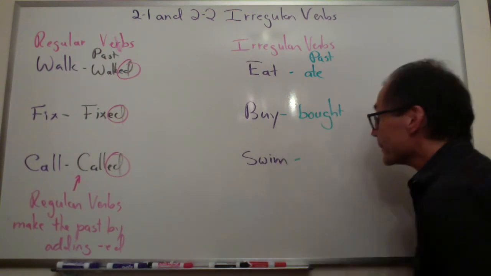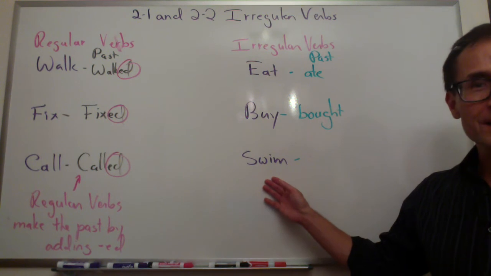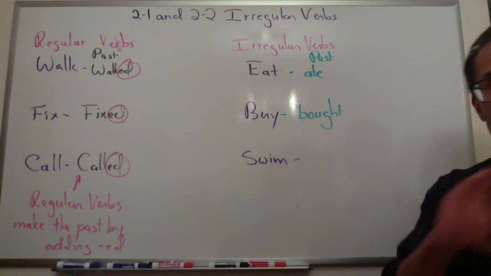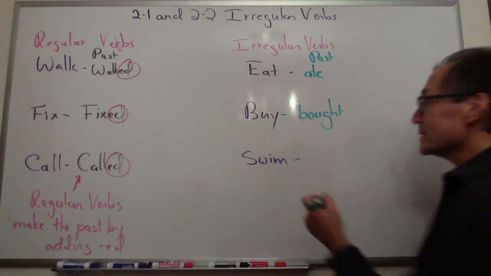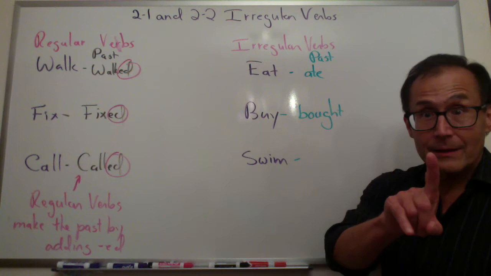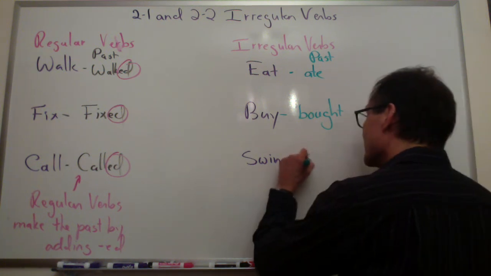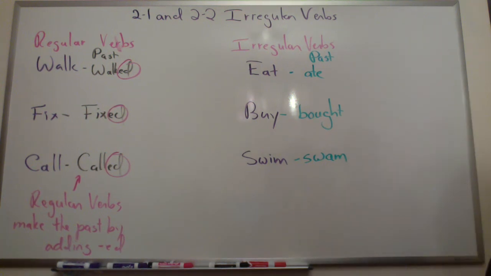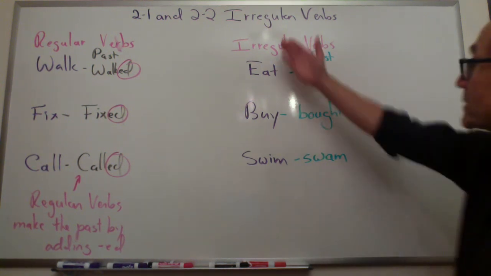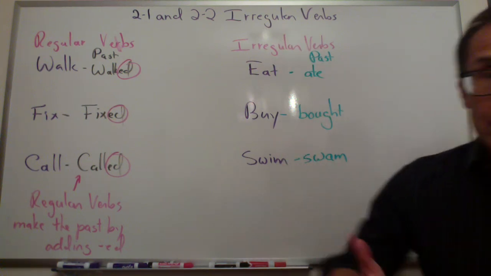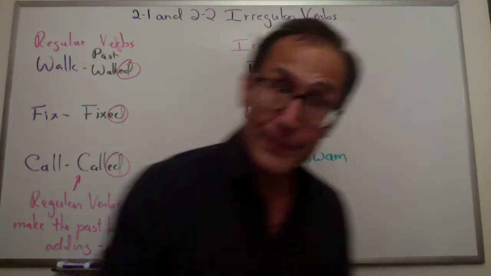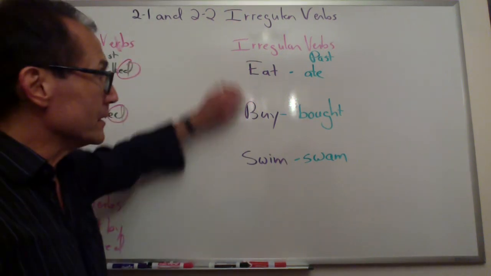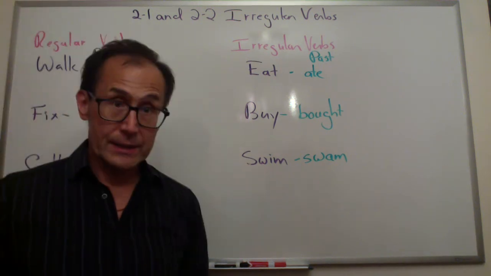And last one. This is not that common a word to use in the past, so see if you know it. What's the past of swim? The past of swim, pause if you need to. Past of swim is swam, S-W-A-M. Now, notice these irregular verbs do not make the past by adding ed, okay? So regular verbs make past by adding ed. Irregular verbs do not use ed.